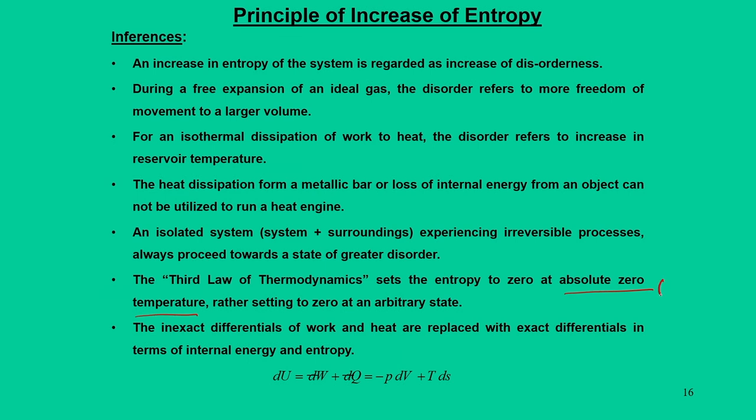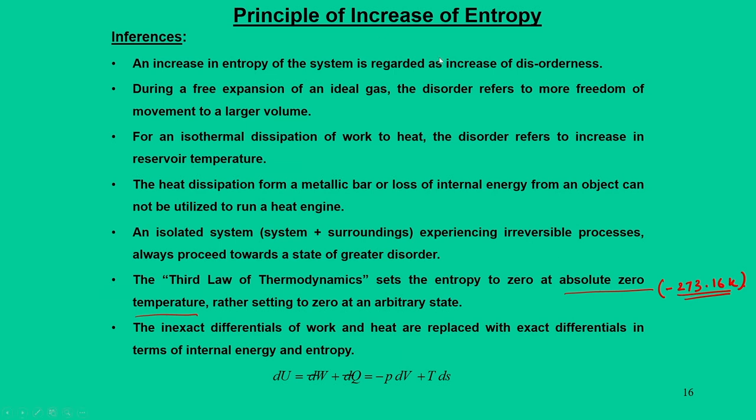we say it is about minus 273.16 Kelvin, and this is not an arbitrary state. That means all of a sudden this number does not come, because at this temperature we say that entropy is 0.